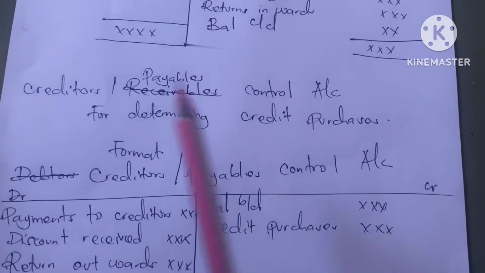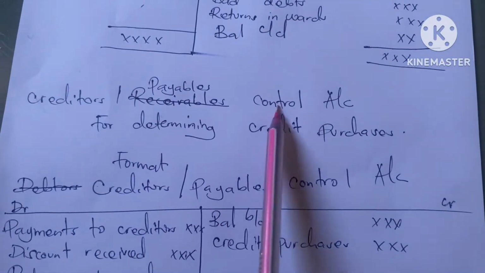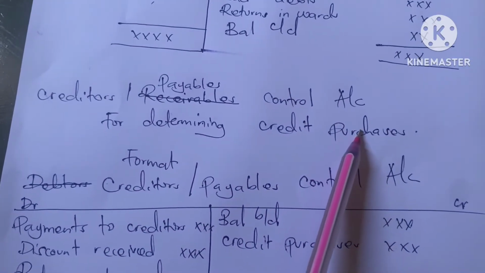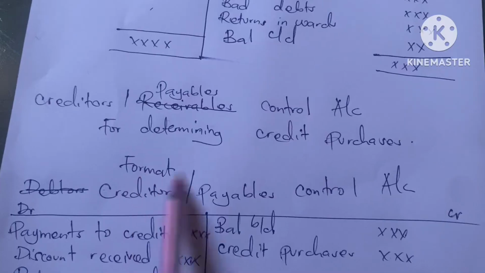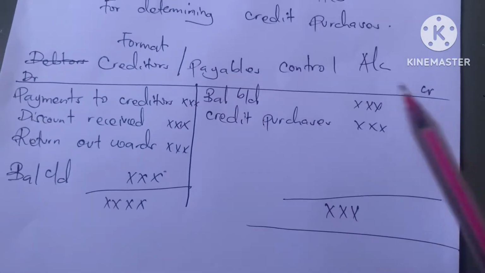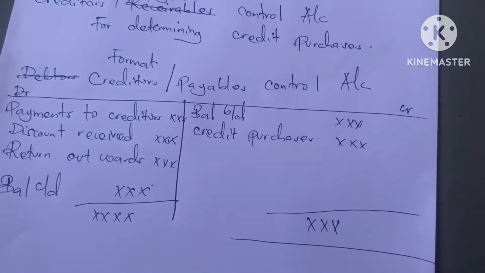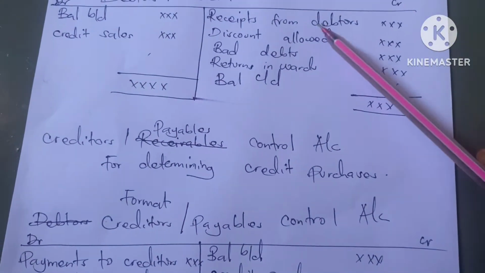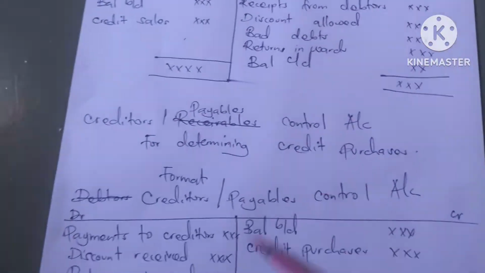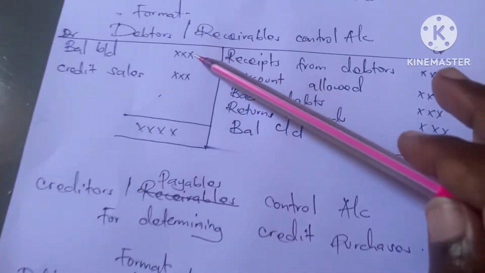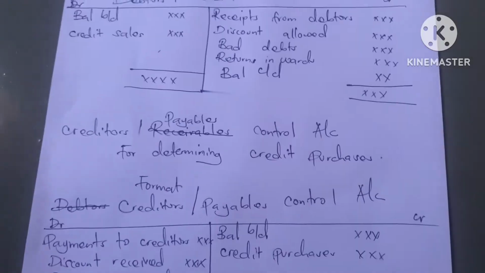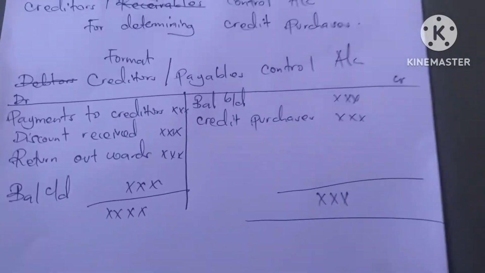Then we have the creditors or payables control account, and this is for determining credit purchases. And this is the formatting. So the formatting of the creditors or payables control account is the opposite of this. Whatever is on the credit side, it is on the debit. Whatever is on the debit this side, it is on the credit. But then we have explanations for it.